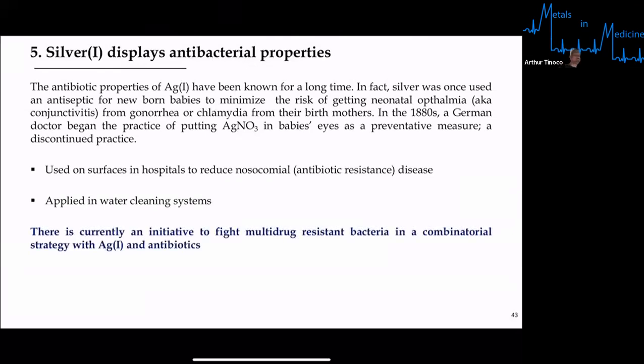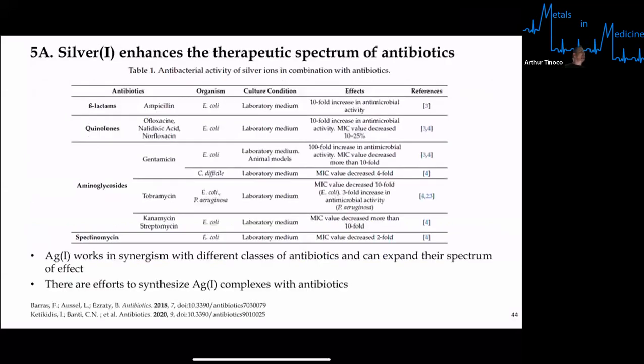There's currently an initiative, so you see some amount of the academic world that's exploring the use of silver in synergism with antibiotics to see if that combination can potentially be useful against multi-drug resistant bacteria. Here is an example of a table that comes from studies here. What we're looking at is not as easy to see, but you see a number of common antibiotics from different classes, the beta-lactams, the quinolones, the aminoglycosides, the spectinomycin, being co-treated with silver, and then the organisms to which they were applied.